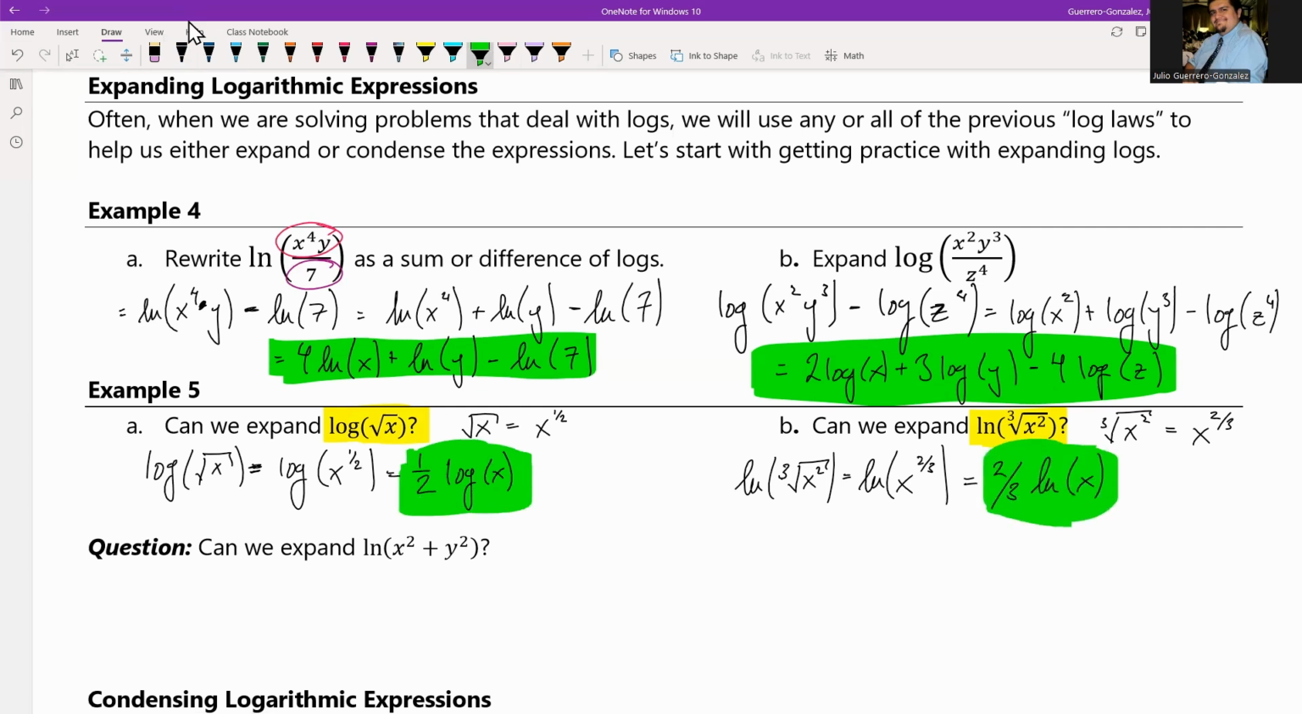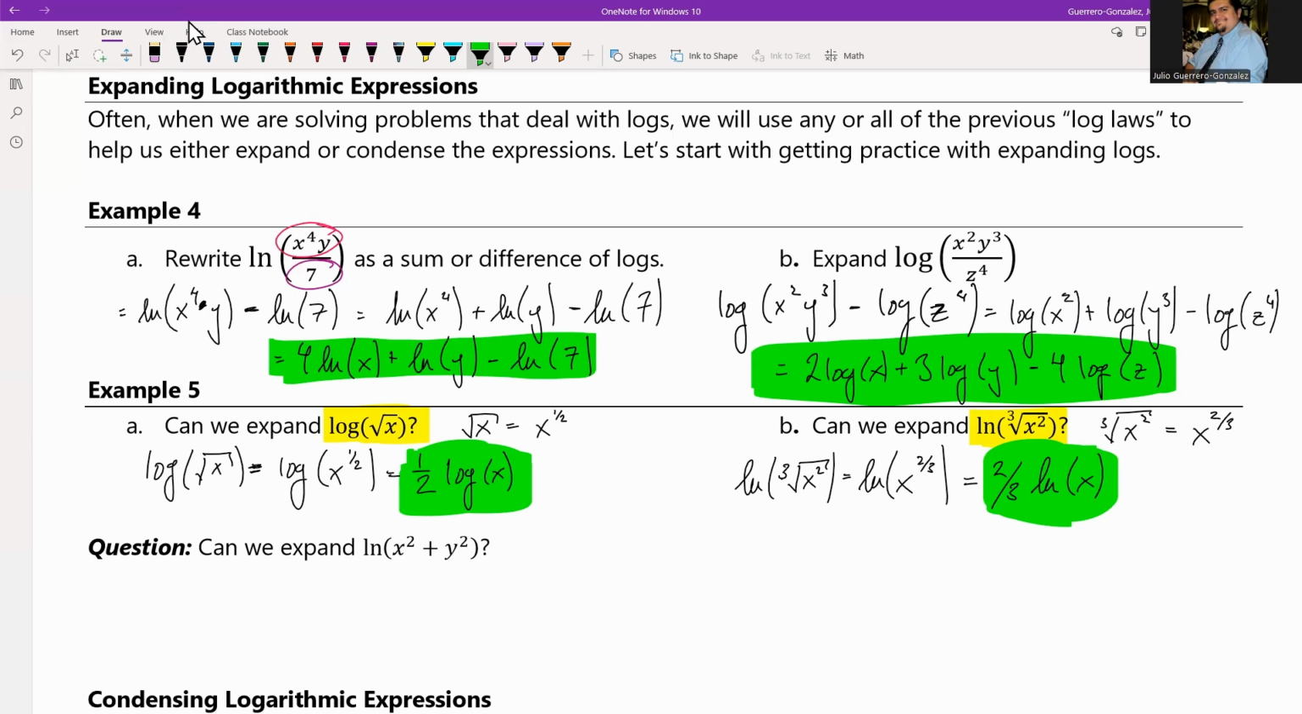Okay, like I said, sometimes you're going to need to use some of the exponent rules to rewrite certain things so that you can use the logarithm rules to actually simplify stuff out. There's nothing wrong with it. This is actually good practice for you to practice your rewriting of exponential stuff.